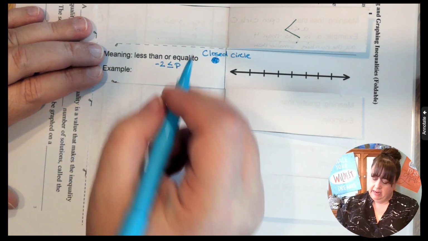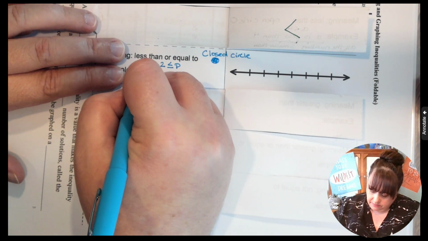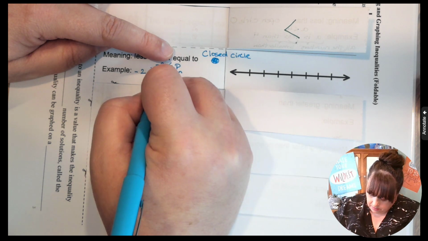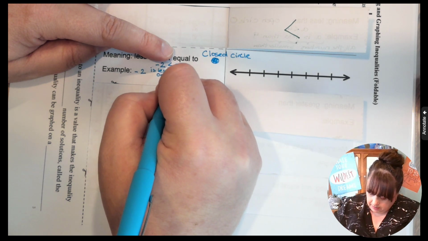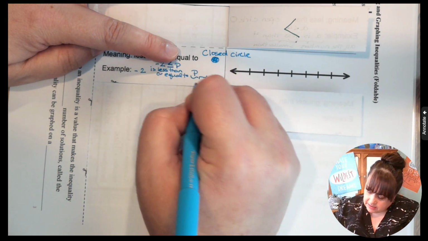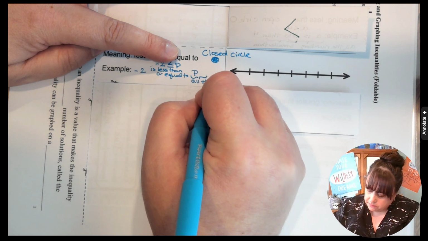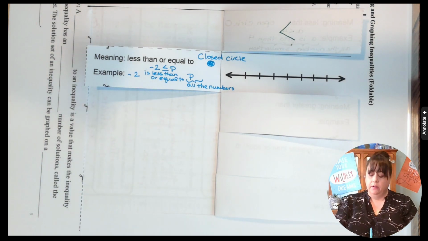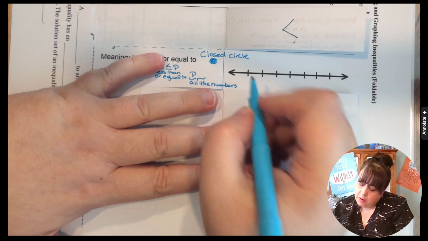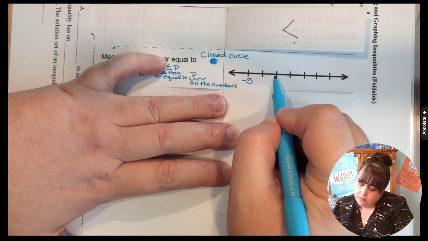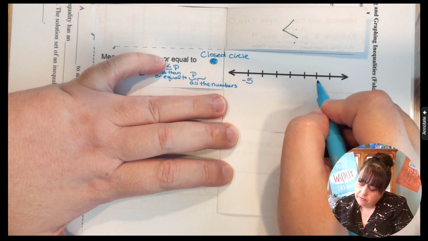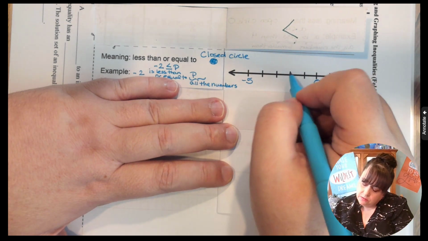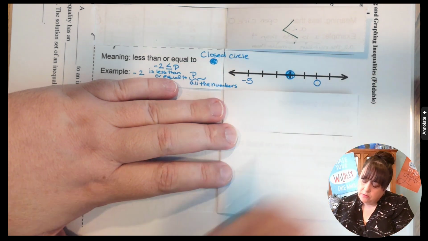So this is saying that negative 2 is less than or equal to. And again, p I just represent as, I think of all the numbers. Less than or equal to means smaller than. So now let's go ahead and graph it. So negative 2, so I'm going to start this at negative 5. 1, 2, 3, 4, 5. And now I have to go to negative 2, 0, negative 1, negative 2. But this time I say closed circle.